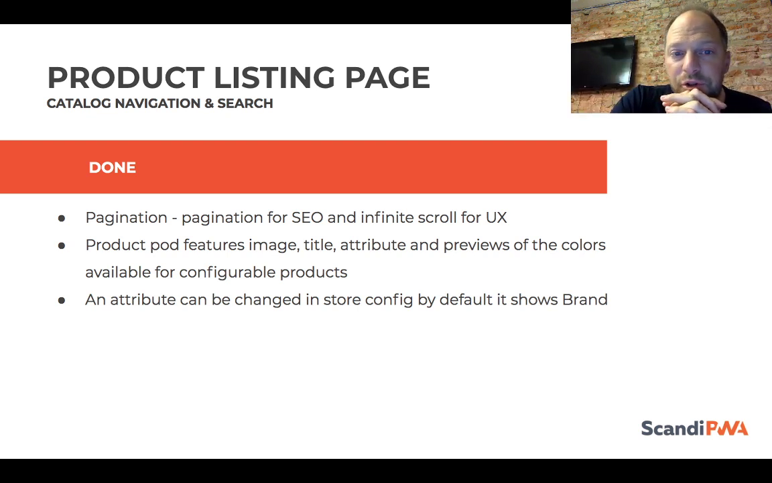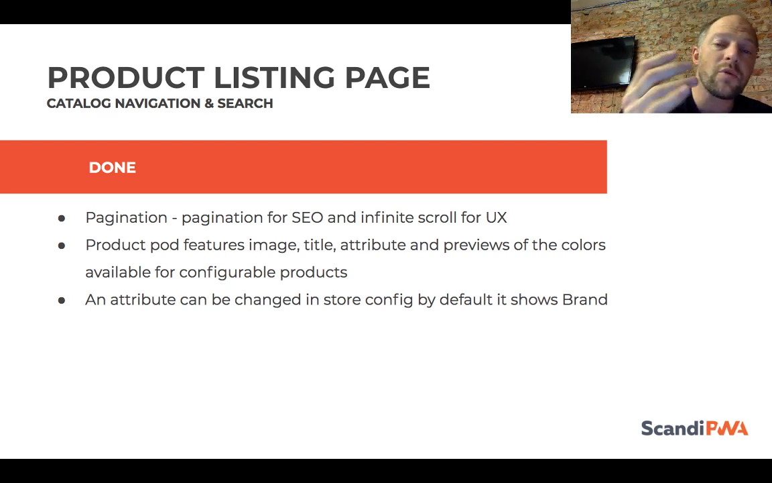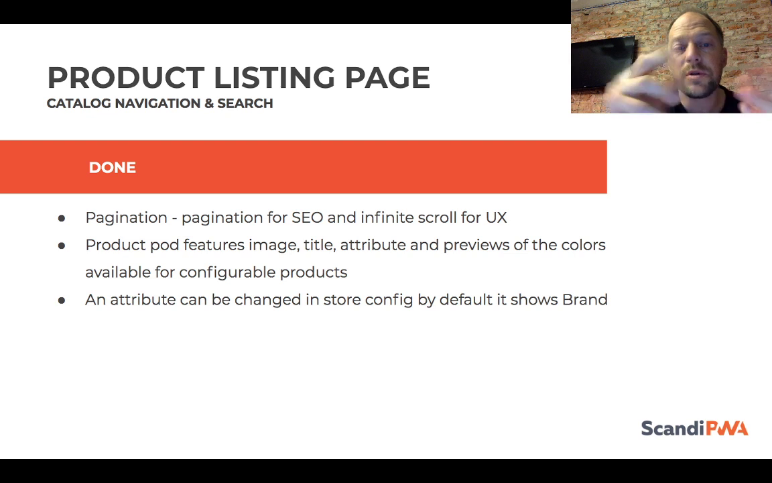Product pod features image, product title. You can set also optional attributes there. It could be brand, could be anything you set up in the backend, and it will show in your store. And previews of the colors available if there are available options for configurable products. You cannot click them, but you can say, oh, there are these colors available. An attribute can be changed. Yeah, this is an attribute that shows under the title. If you wish to change it or remove it, it can be set in the store config.